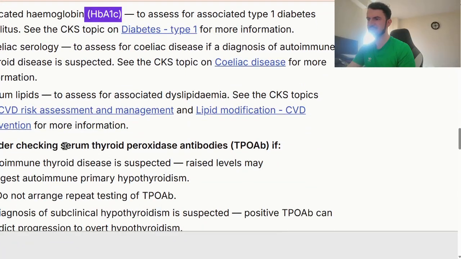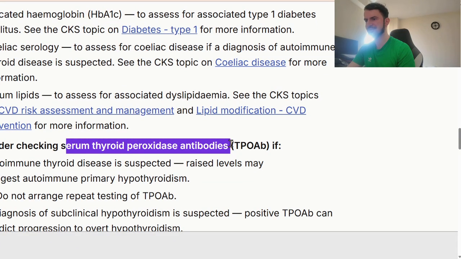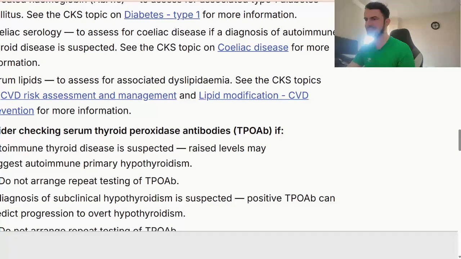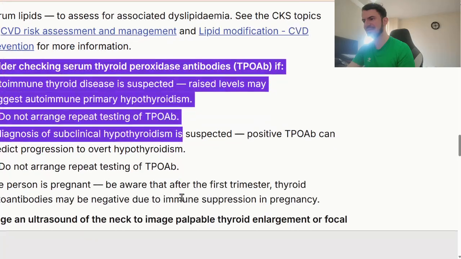So consider checking serum thyroid peroxidase antibodies, TPOAb. I'm going to skip over this because I don't see this in exams.